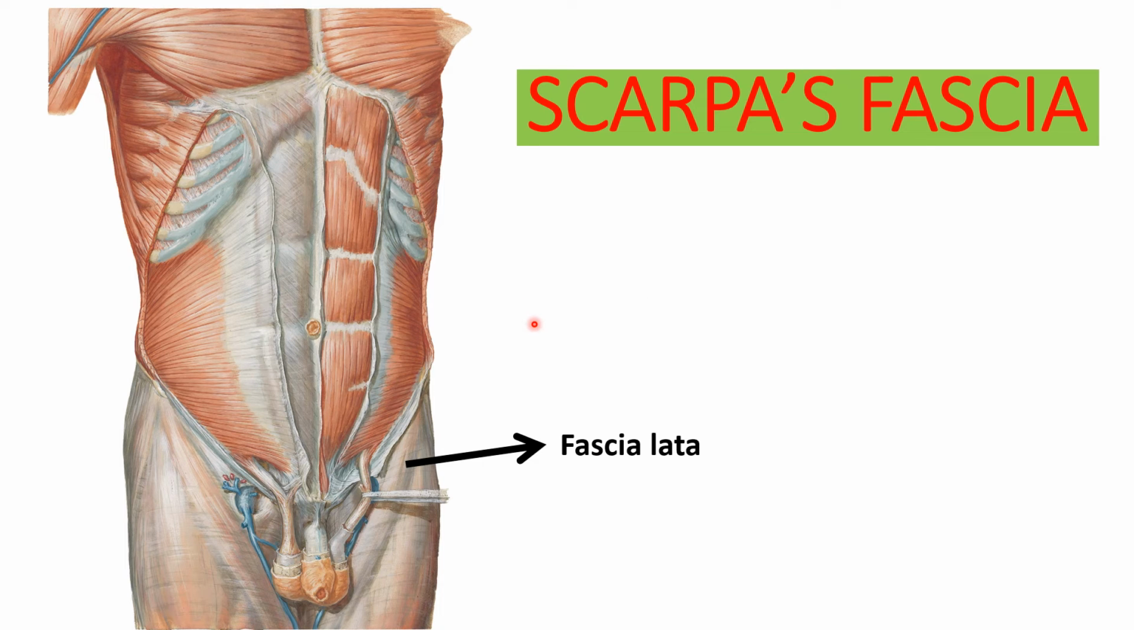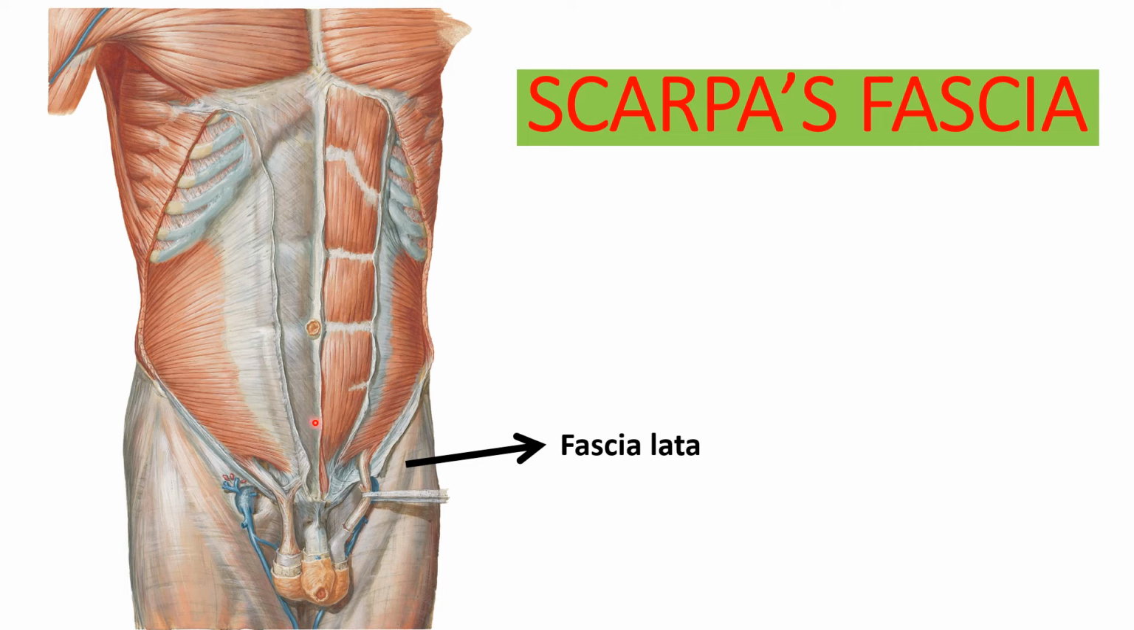Then what about the inside layer? So beneath the Camper's fascia, we can identify a membranous layer. This membranous layer is called Scarpa's fascia. Scarpa's fascia is covering the entire abdominal wall, and it is present just below the superficial fatty layer. Then this membranous layer is extending downwards and laterally, and it is extending as the fascia lata in the case of the thigh.